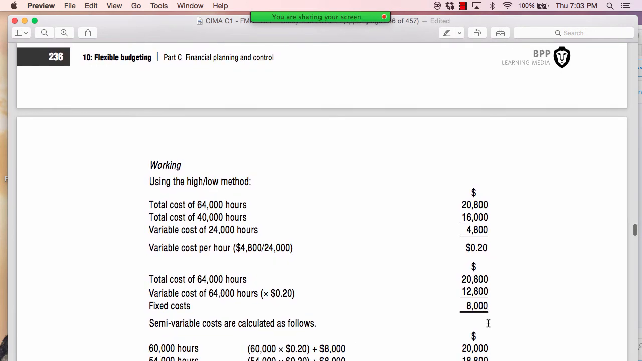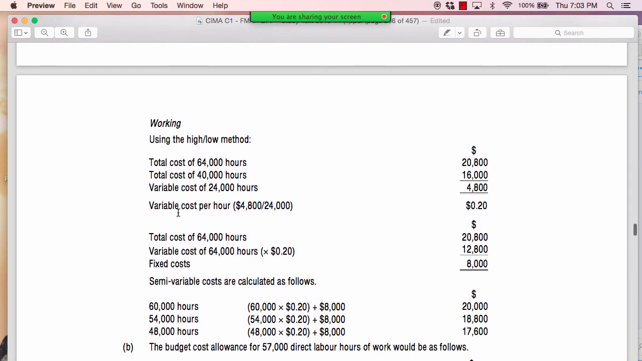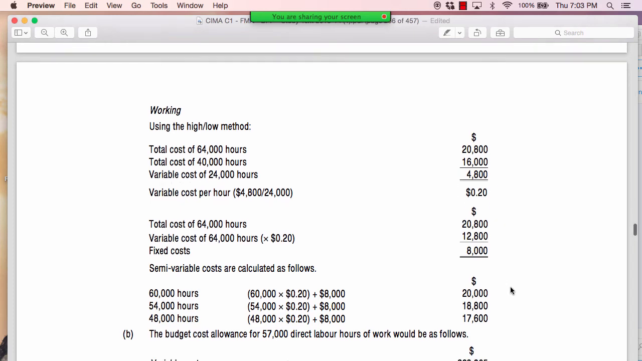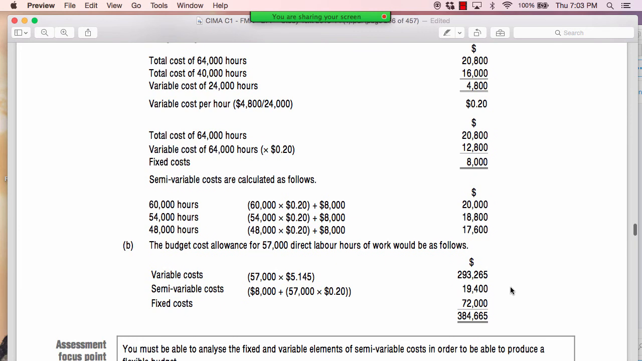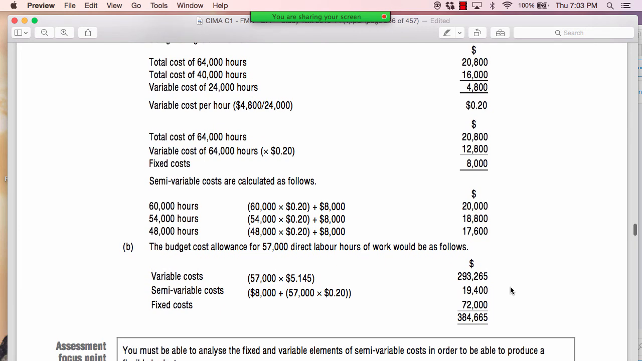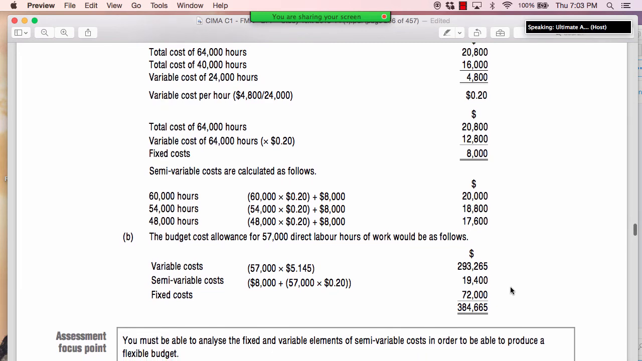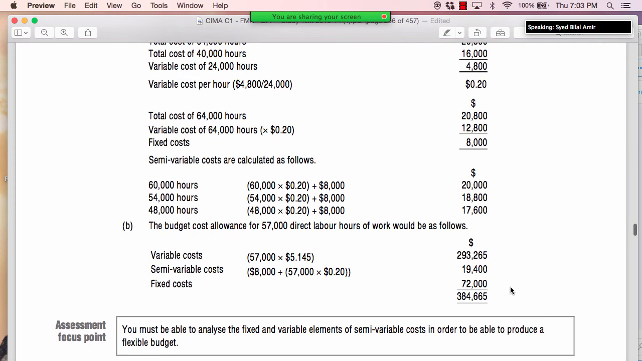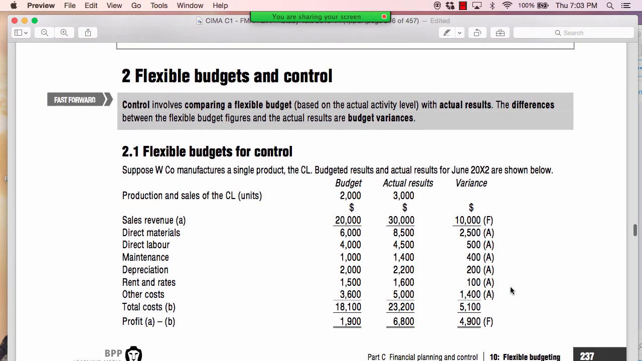Now they have worked using the high-low method. That's the method that I showed you as an example, the high-low method. The variable cost per hour they have worked out. Okay, any other questions on this? Shweta, any questions? No, it's going fine. It's fine.